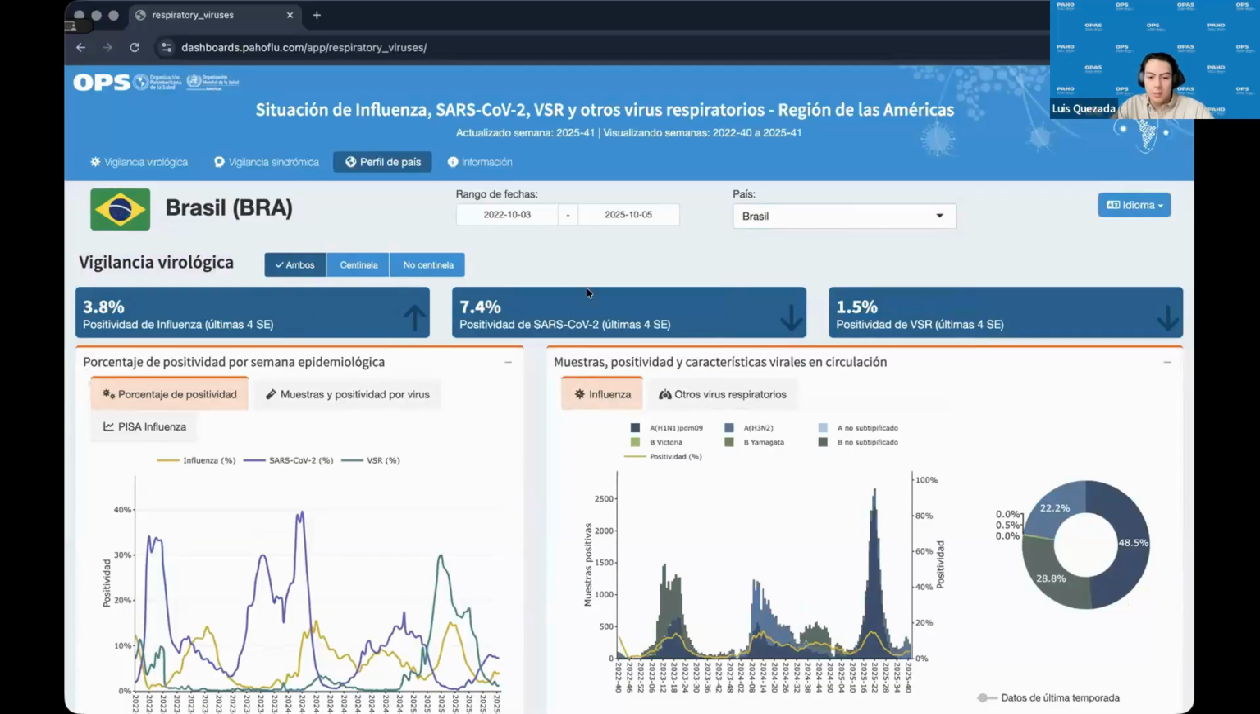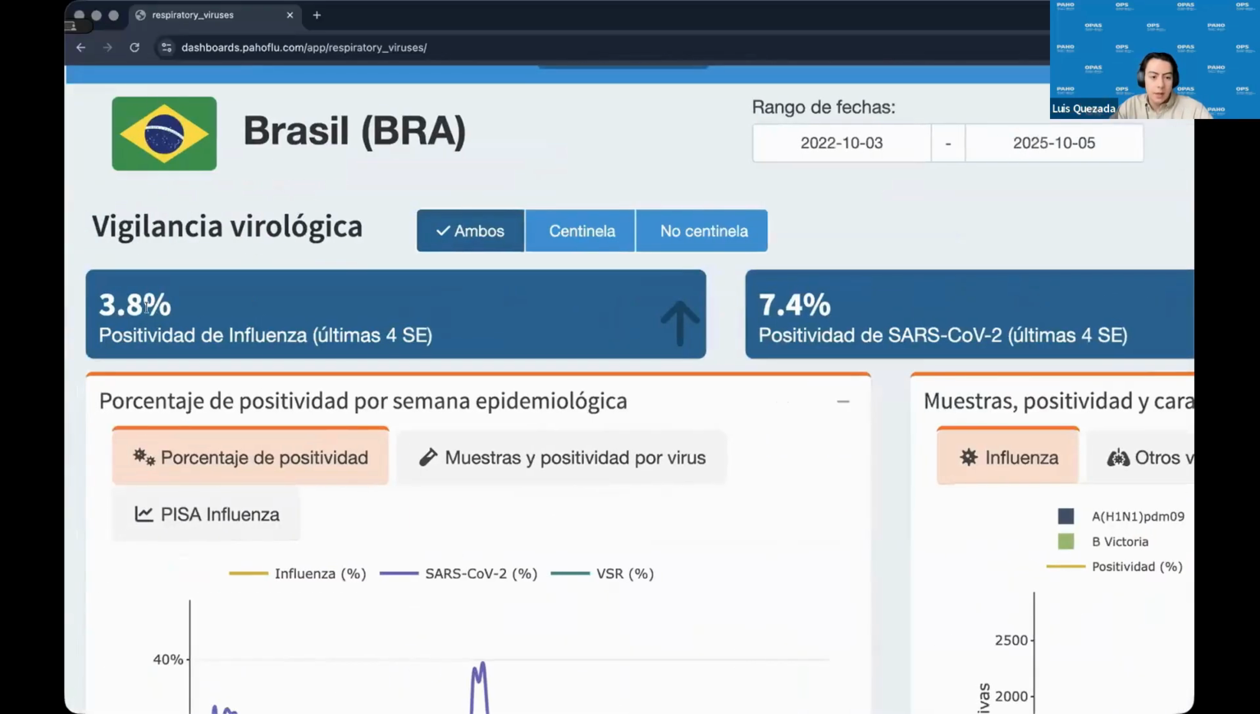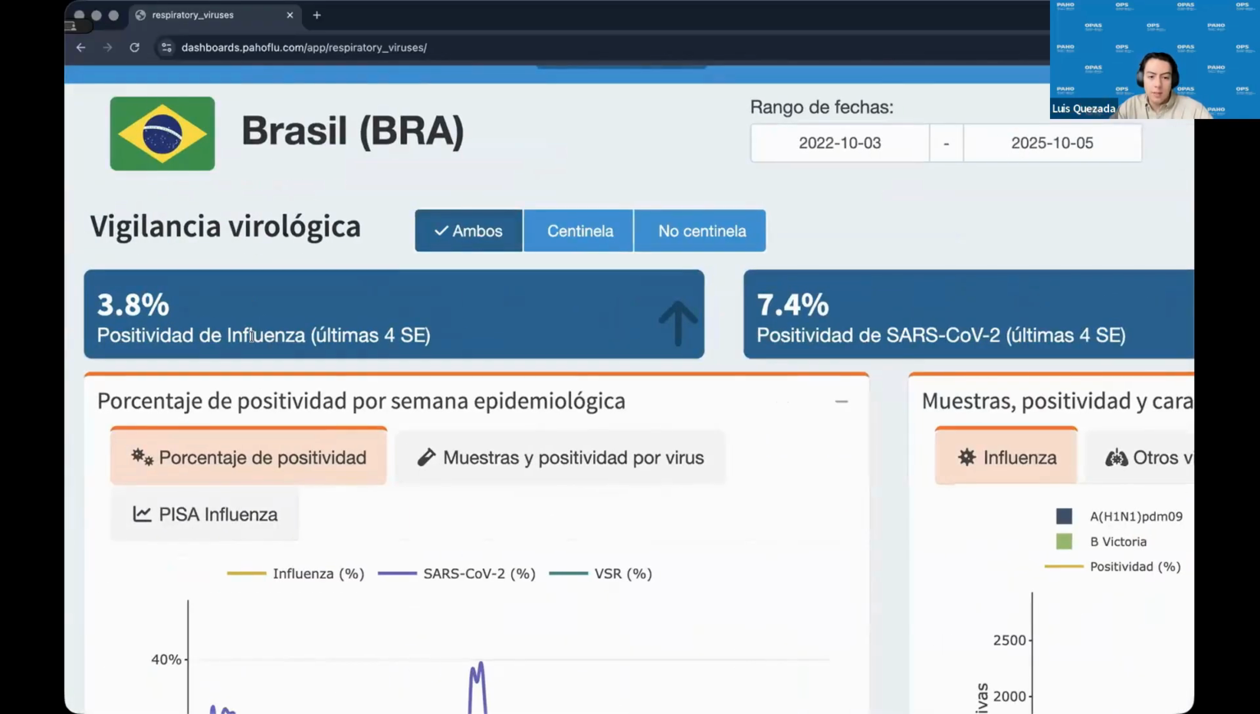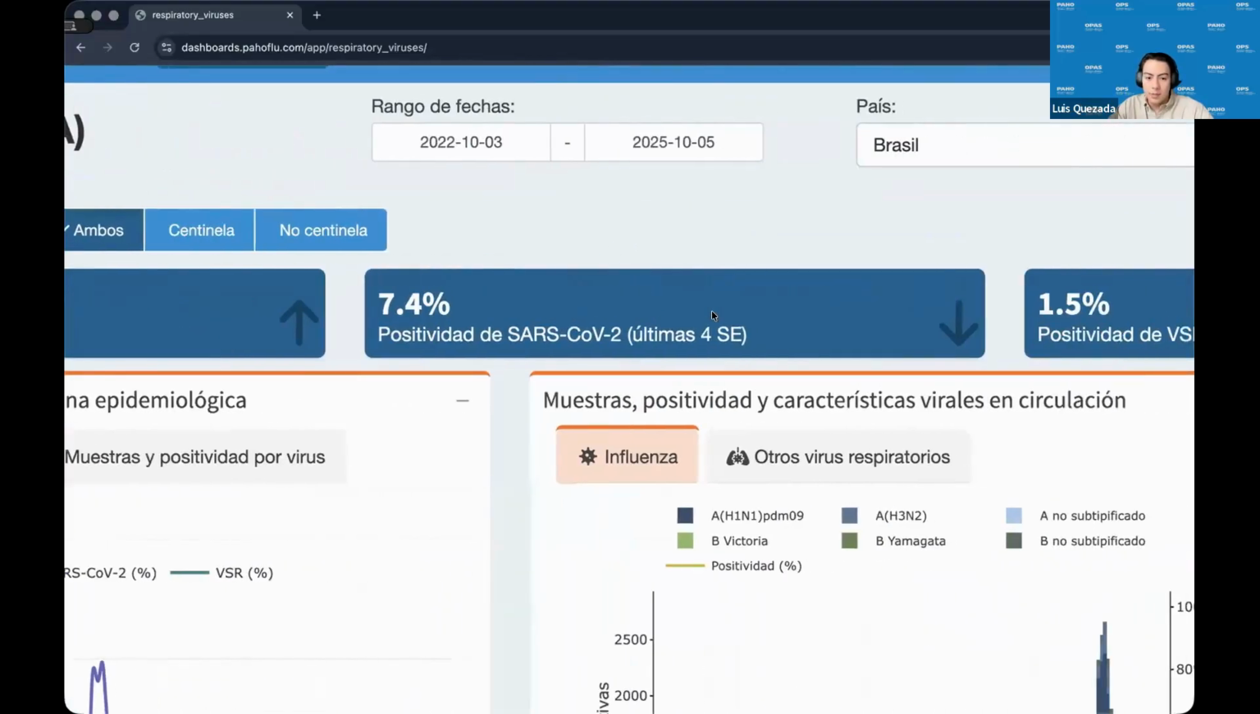We have also these trend boxes by type of virus that allow us to have positiveness data for the last 4 epidemiological weeks. As you can see on this side, we have a box that shows the influenza positiveness for the 4 epidemiological weeks, and also shows that there is a rising trend.